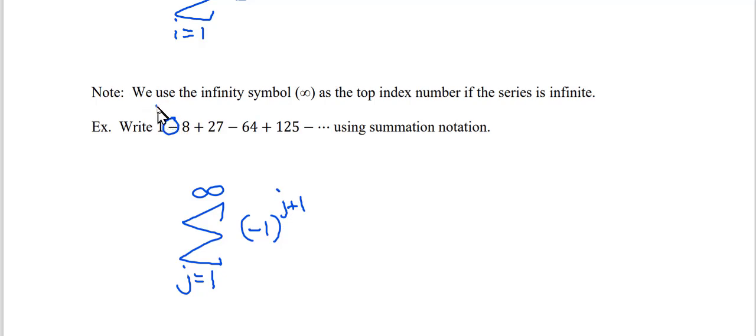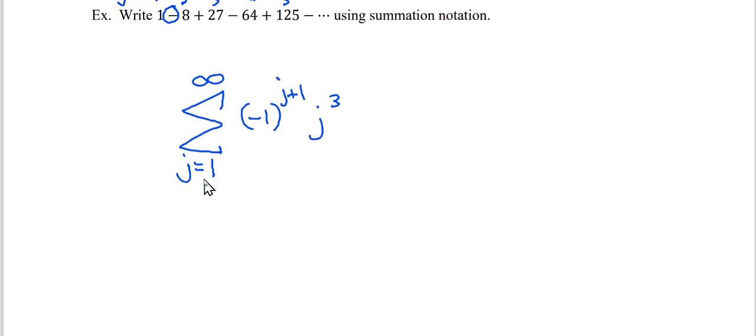Remember, we're talking about j or n or whatever you want to use being 1, 2, 3, 4, 5 here. What's the relationship between 1 and 1, 2 and 8, 3 and 27, 4 and 64, 5 and 125? That's the cube, right? Each of those is the cube of the j value. Because we have the ellipses here, it goes to infinity. That's an infinite series.